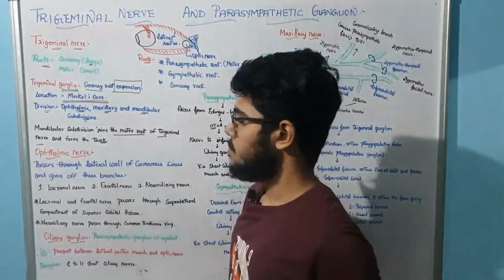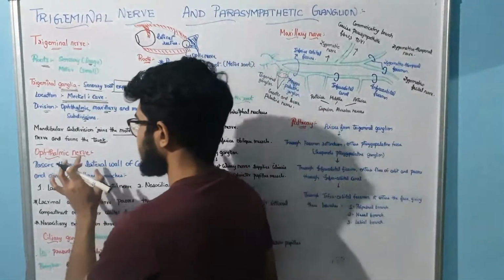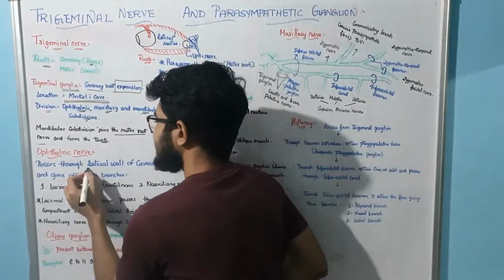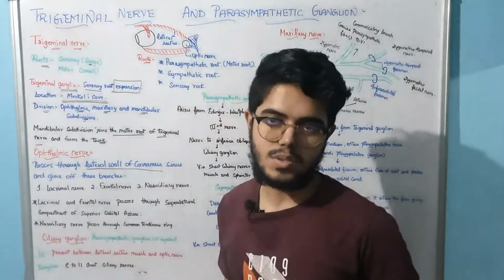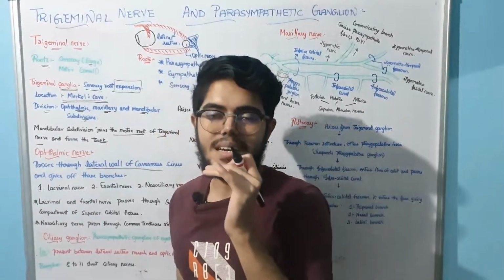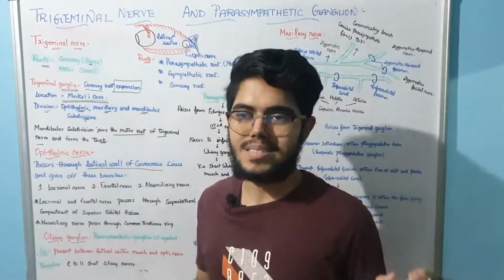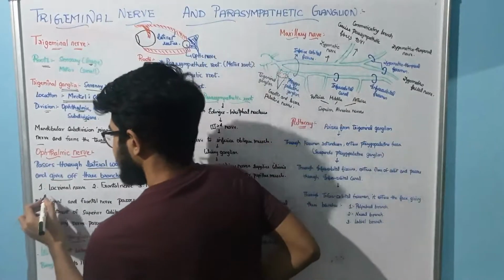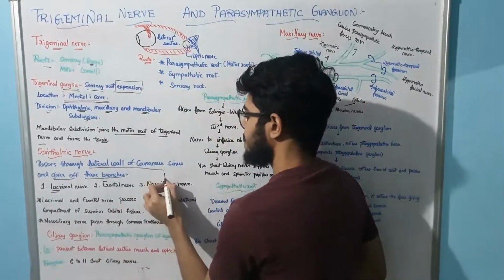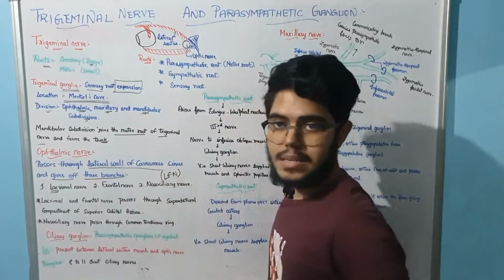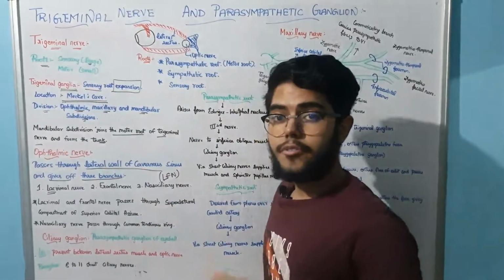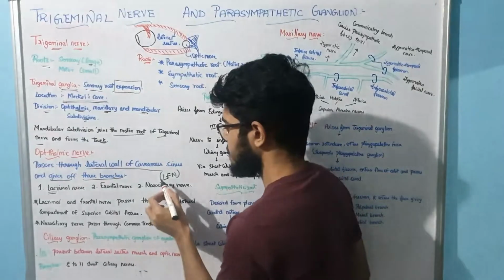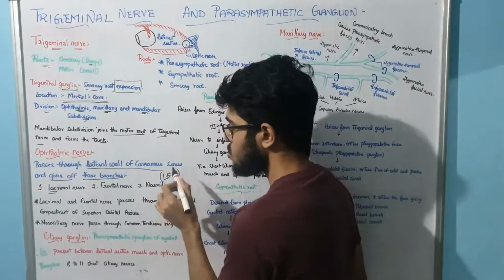Now let's see each of the important things. First is the ophthalmic nerve. This ophthalmic nerve is going to pass through the lateral wall of the cavernous sinus, and through it is going to give some branches. What are those branches, sir? It is going to give three important branches: the lacrimal nerve, frontal nerve and the nasociliary nerve, a very important nerve. Remember it as LFN.